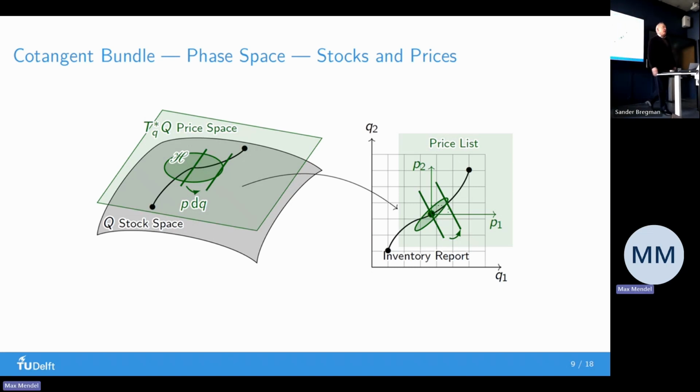So there you are. There's another space called the cotangent bundle where you put these together, and you can also make a chart out of that. So you just have some inventory report here that tells you how much stock there is. And usually when you get these, there's a catalog that tells you what goods you have. The inventory report is how much you have in store, and the price list tells you what the prices are. If you go to Albert Heijn or a grocery store, that's exactly what you see, right?